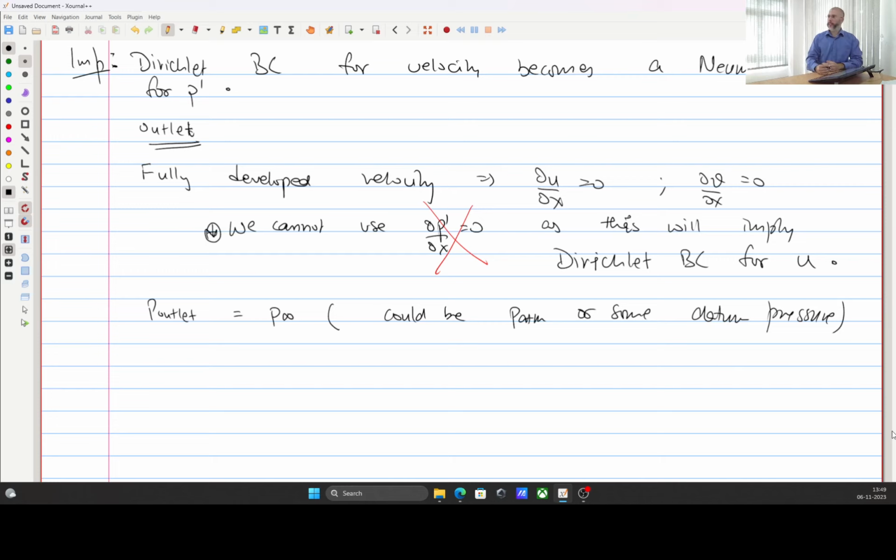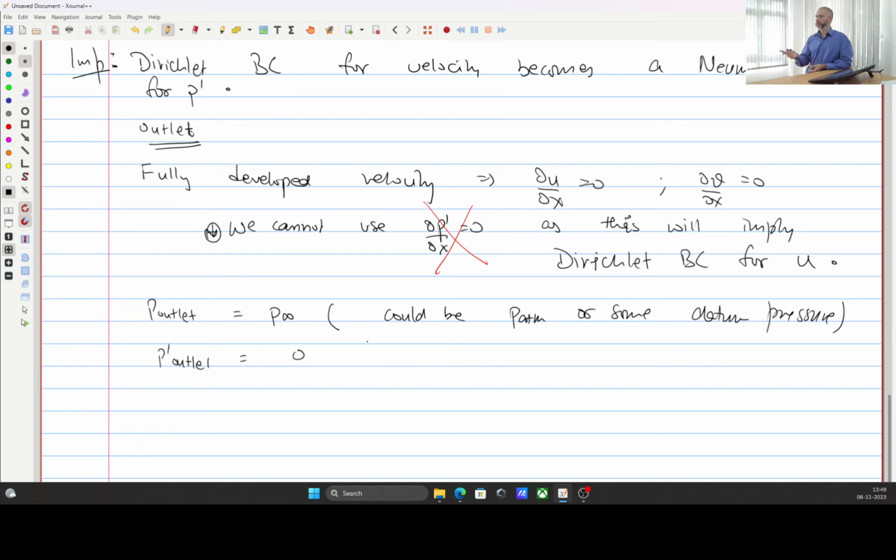So if you know the pressure at the outlet, what is P prime? It's 0. Right. So P prime on the outlet becomes 0 because that's a correction. You know the pressure at the outlet, so Pn plus 1, whatever, is all known. So that means P prime is 0 on the outlet. So that gives us a Dirichlet boundary condition for pressure.